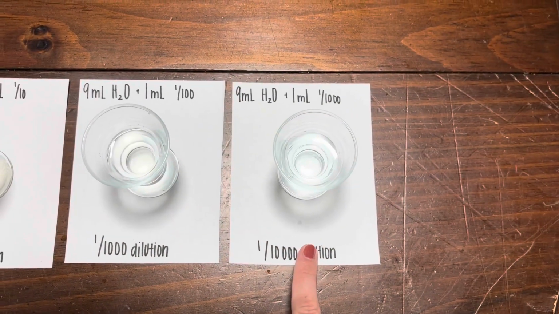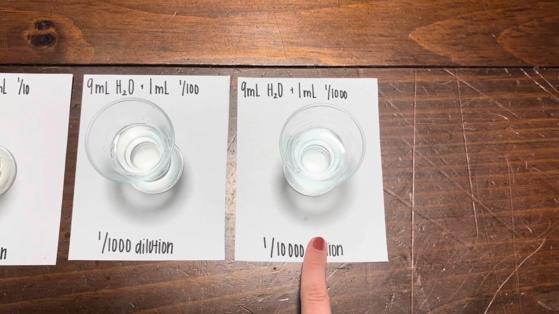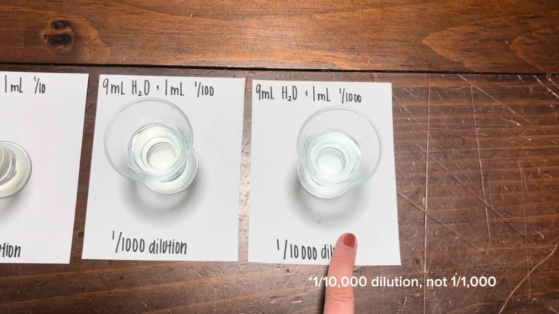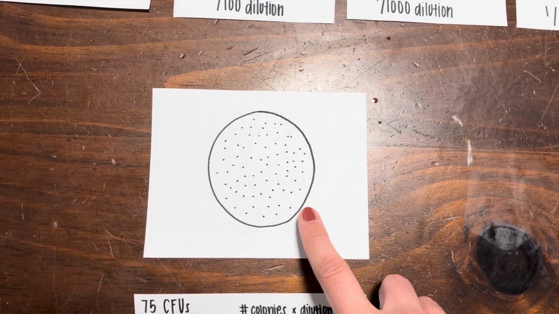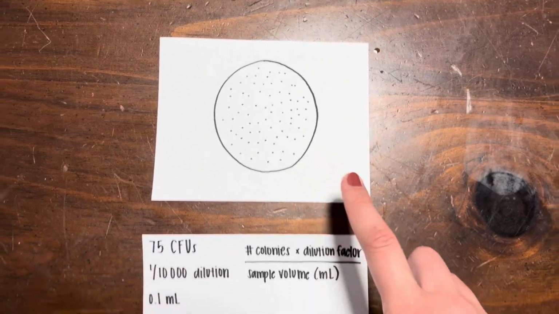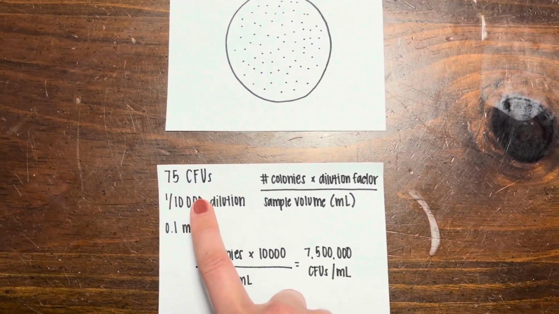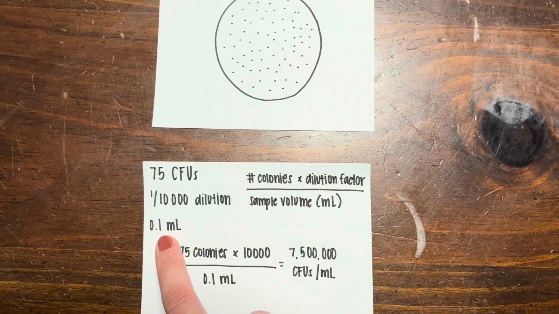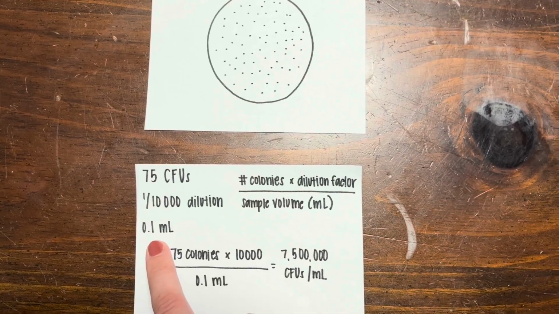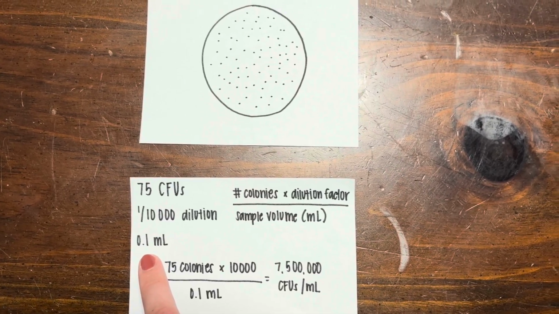If we plated 0.1 milliliters of our 1/10,000th dilution onto a spread plate, as shown here in an example, we would have 75 CFUs, which are colony forming units, at our 1/10,000th dilution. And like I said, we had just plated 0.1 milliliters onto the spread plate.